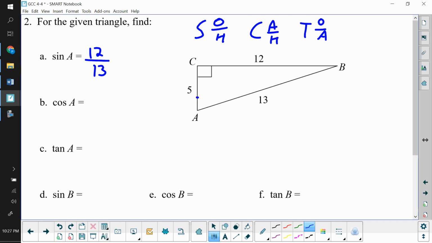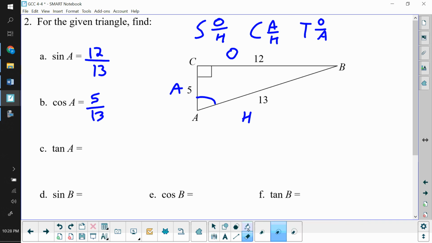Now we're going to do cos A. So we're still going from A. We can actually use what we did on previous stuff. We know this is opposite from A, that's adjacent, and this is hypotenuse. So from A, we just want to do adjacent over hypotenuse. Well, that's just 5 over 13. And that's our cosine ratio for angle A. Now, if those reduced, you could always reduce them, but neither of those reduce.